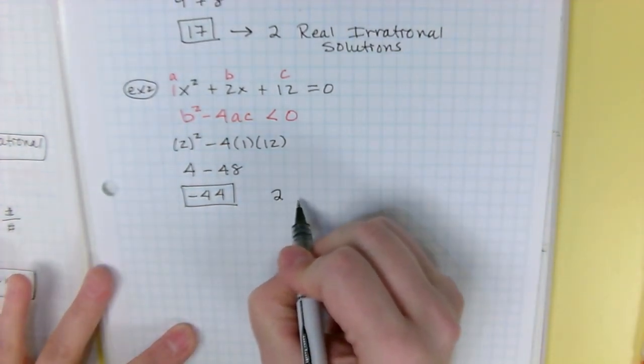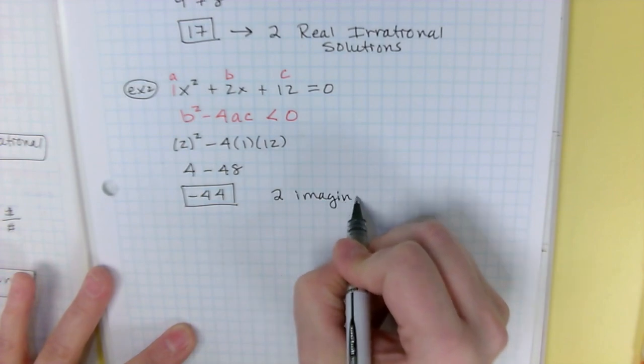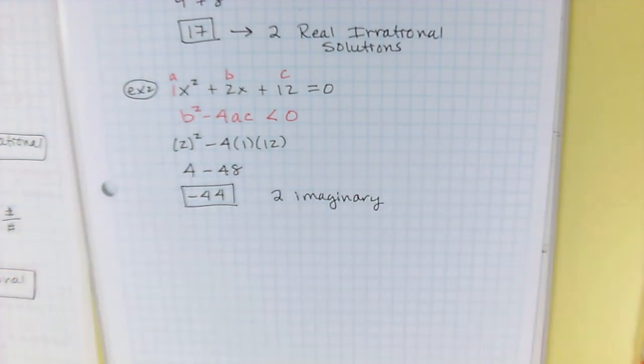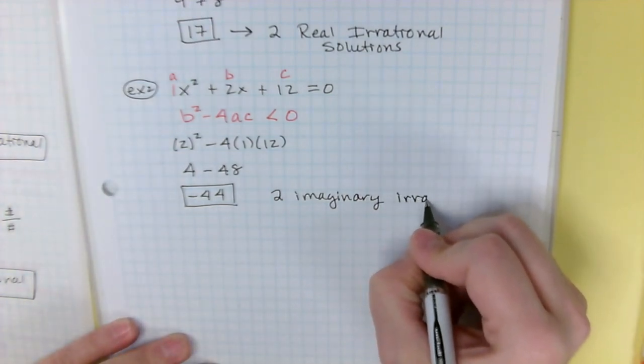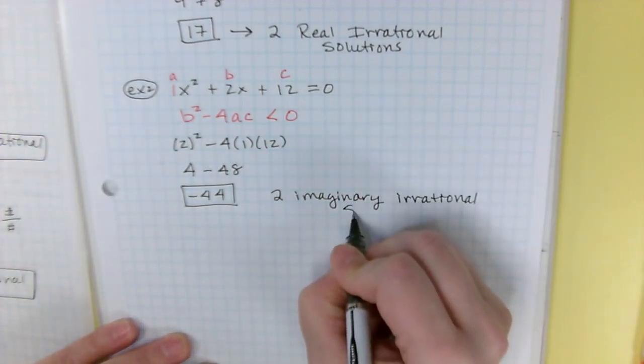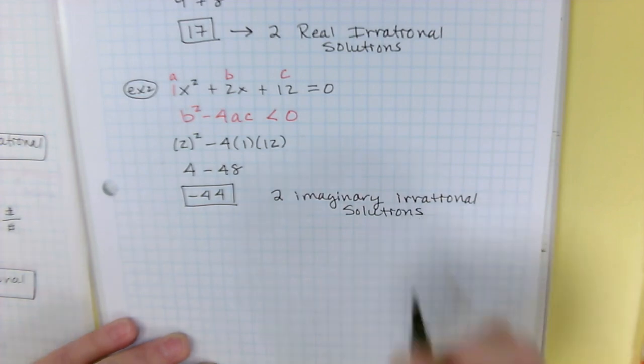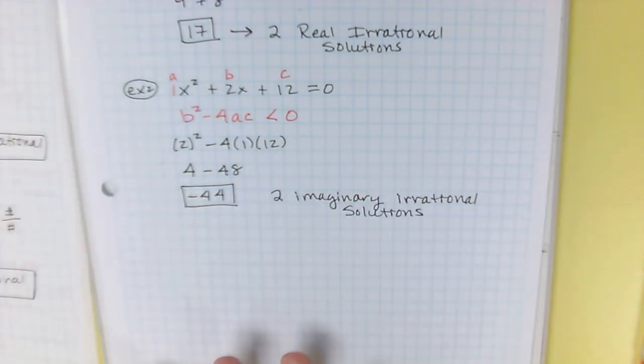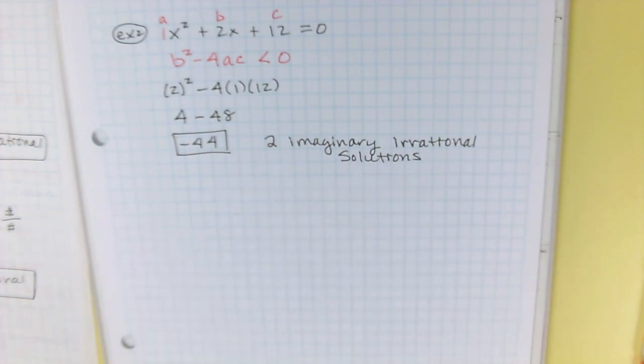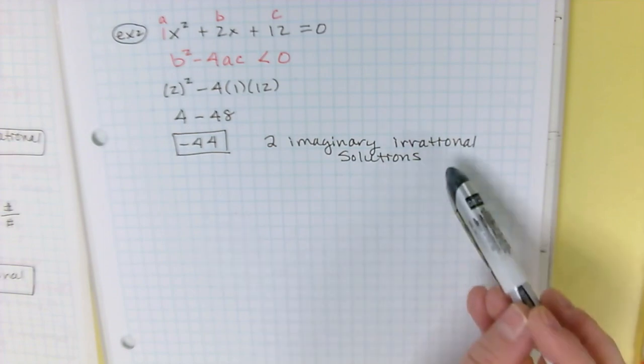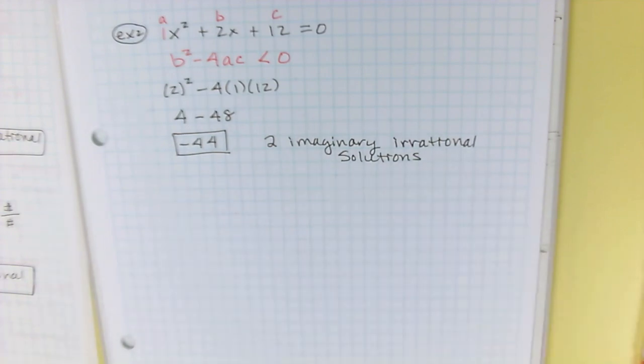We're going to have 2 imaginary answers. And 44 is not a perfect square. It's 4 times 11. So it's going to still be trapped under the radical. So it's going to be 2 imaginary irrational solutions. Because 44 wasn't a perfect square. Which makes it really easy on a multiple choice test to pick out the answers. You're looking for 2 imaginary answers with a radical in it. It usually narrows it down pretty well.